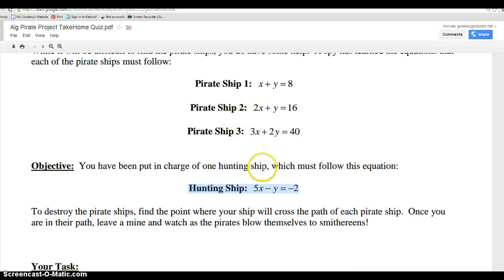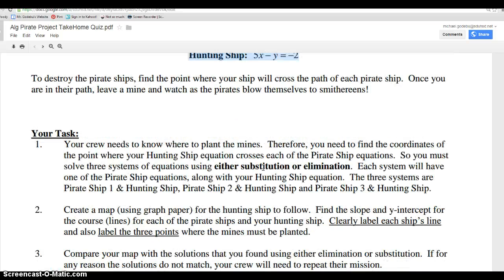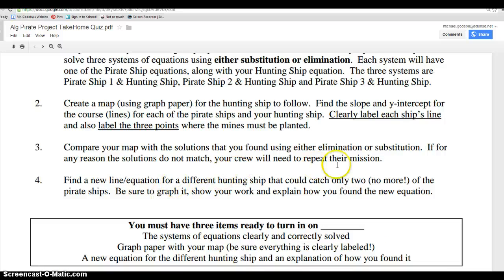And you need to think about how lines intersect and why they do and don't intersect in order to come up with that. You need to graph it, show your work, and explain how you found it. It's something that's very new to Common Core, and you're going to have to get used to doing that. You're going to have to explain how you found this.